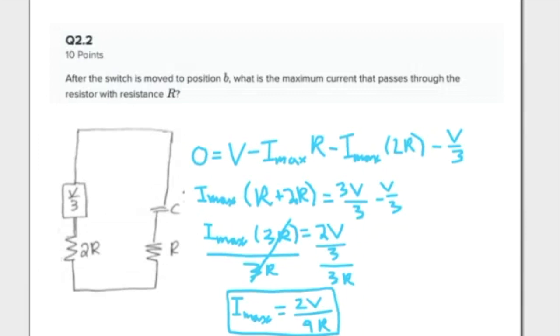Thus, we can set up the net voltage loop as follows. 0 equals V minus I max multiplied by R minus I max multiplied by 2R minus V/3. We can manipulate the equation to solve for I max, which we find to be 2V over 9R. Note that we are only able to set up the equation where the current I is the same throughout the loop, since the circuit elements are in series. This behavior would be very different if the elements were in parallel with each other.